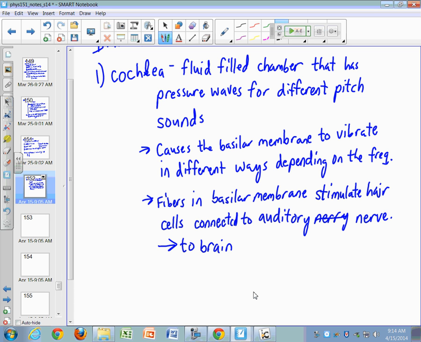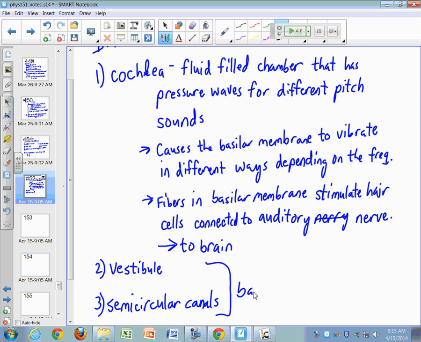All right, and then there are a couple other things. These were just sort of thrown in here. These are primarily not for hearing, but for balance. So your inner ear has a large part to play in your balance. I'll just give them in name only, but you won't see them on the test on Thursday. And that is the vestibule and the semicircular canals. Both of these are to help you maintain balance.